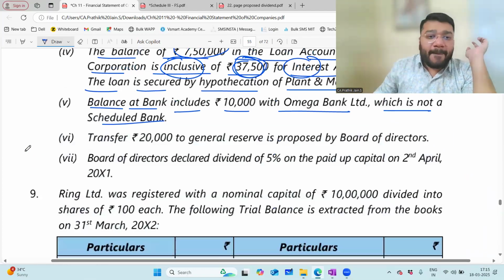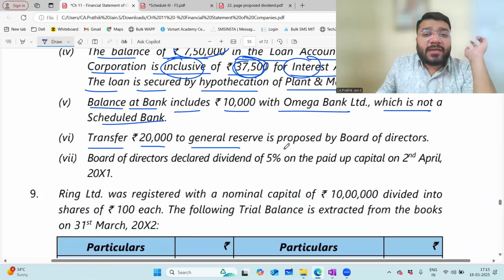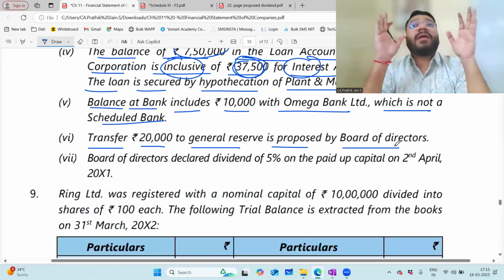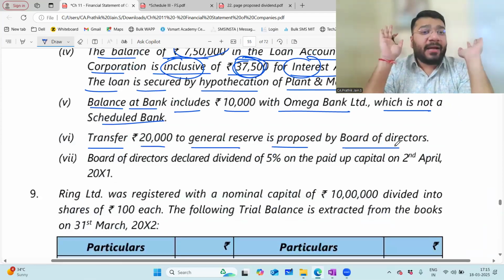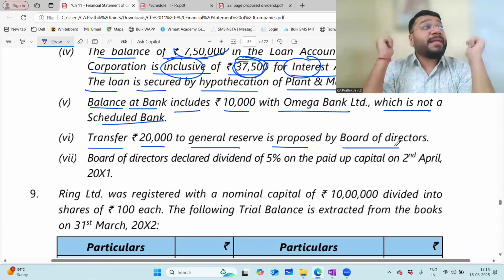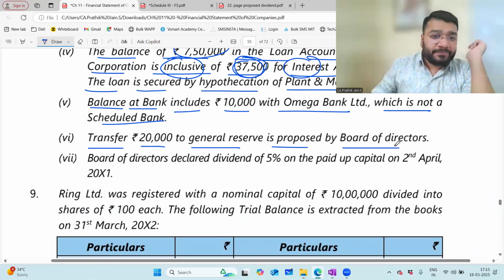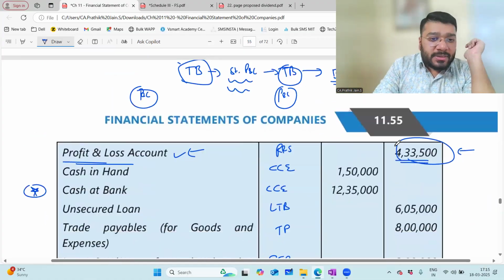Then, transfer 20,000 to general reserve is proposed by the board of directors. So at the end of the year, whatever is the profit, from that we have to transfer 20,000 to general reserve. So we'll add it to general reserve and minus it from P&L. So I'm putting a star mark in the P&L.